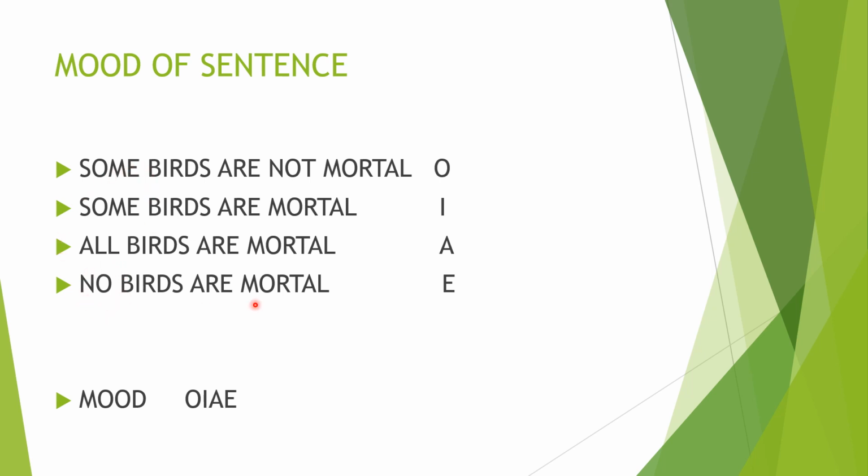Okay, after that you decide where this no will come in the square of opposition, where the all will come in the square of opposition, where some comes in the square of opposition, and where some not comes in the square of opposition. We are using a symbol for it, and using that, we are making the mood of those sentences.